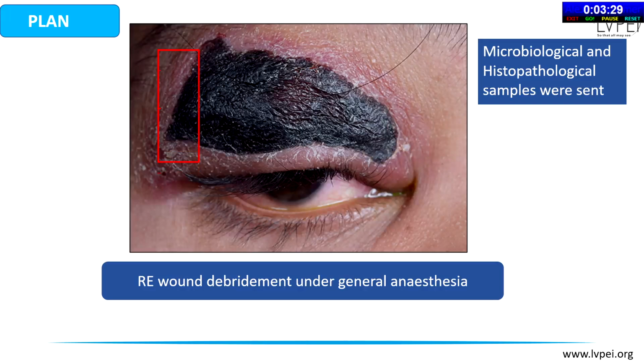When the samples were taken, a very important thing was kept in mind: the tissue should be taken at the junction of involved and uninvolved, so that when we get the histopathology report, we can appreciate the difference in the tissue.